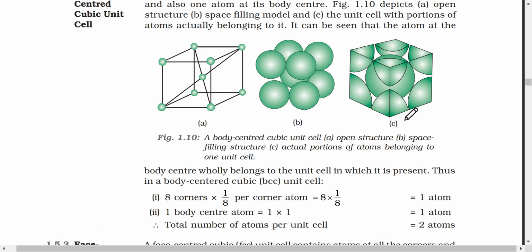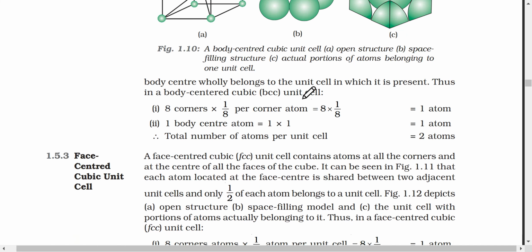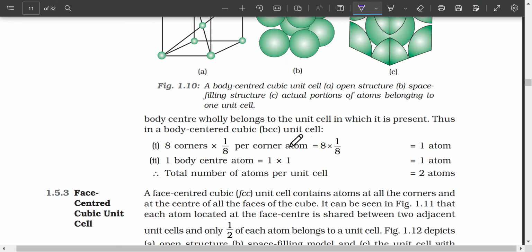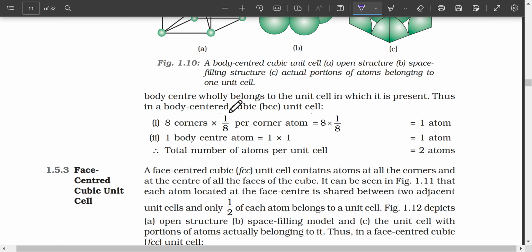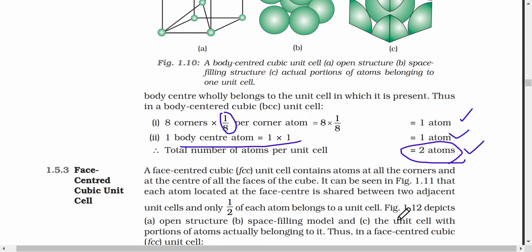अच्छा, it can be seen that the atom at the body center wholly belongs to the unit cell in which it is present. ये पूरा है इसमें. Thus in a body centered cubic cell, एक तो हमारे 8 corners पे 1/8 of an atom, ये अपना constant हर जगह. This is about the primitive वाले में भी देखा था, but one body centered one atom. What is the total number of atoms in a unit cell? It's 2 in case of a body centered one.